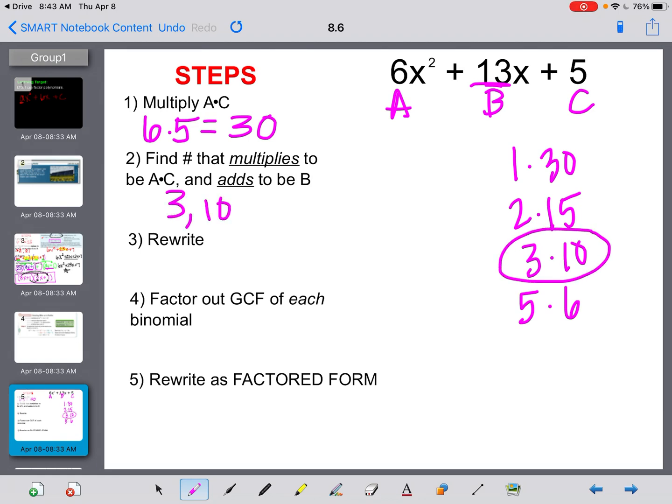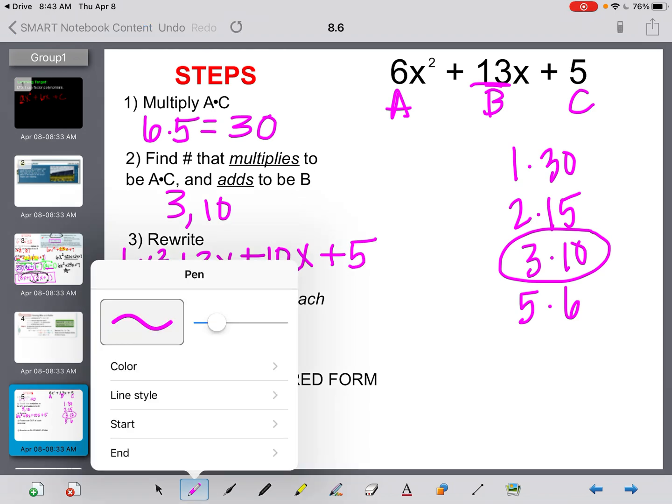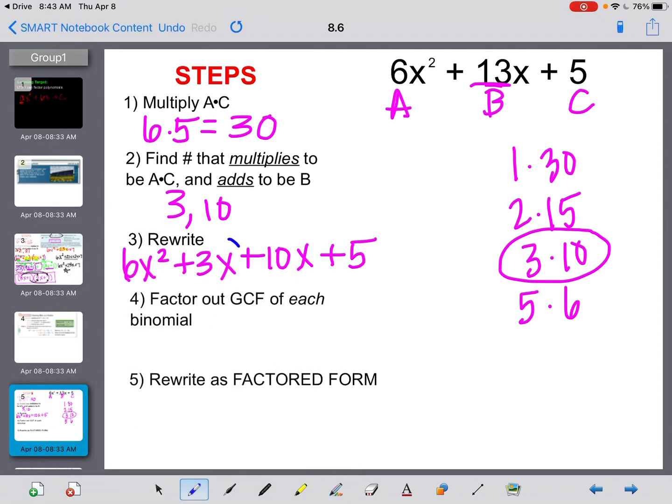Okay, I just like to list them so I know what I'm going to use when I rewrite it in expanded form. So 6x squared plus 3x plus 10x plus 5. Okay, I'm going to put it into two groups so that I can pull out my greatest common factor. The greatest common factor of 6x squared plus 3x is 3x. When I take that out, it's like I'm dividing, so I need a 2x plus 1 on the inside.